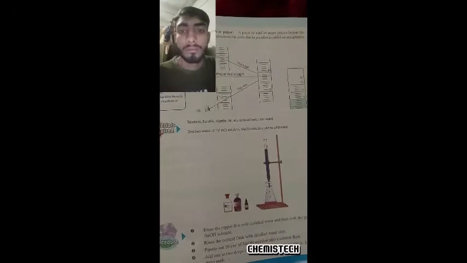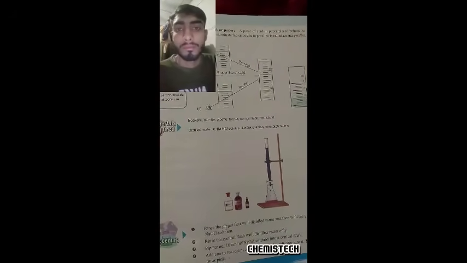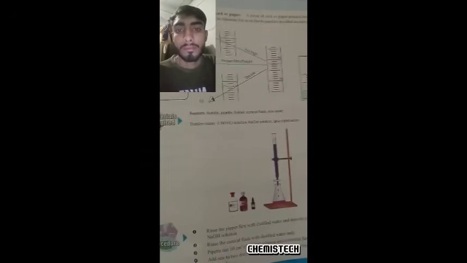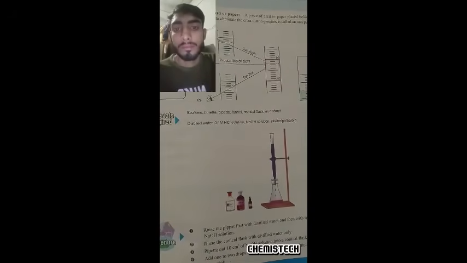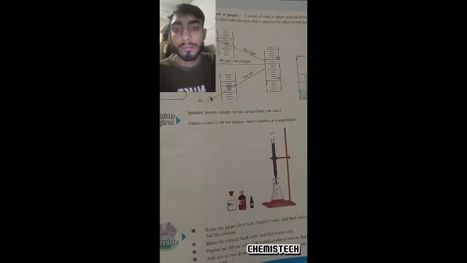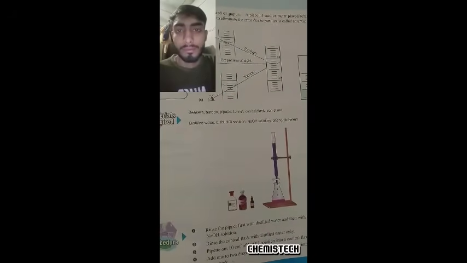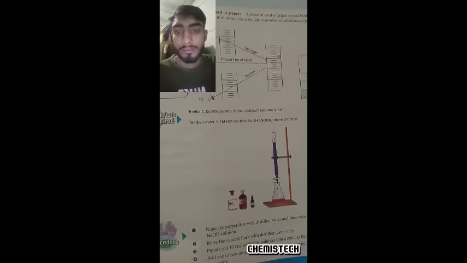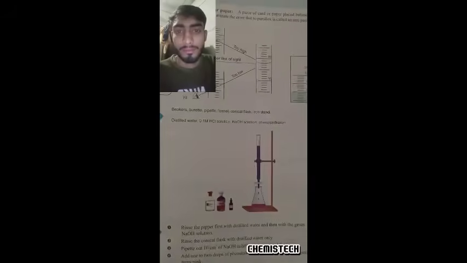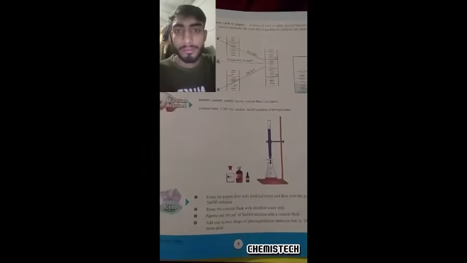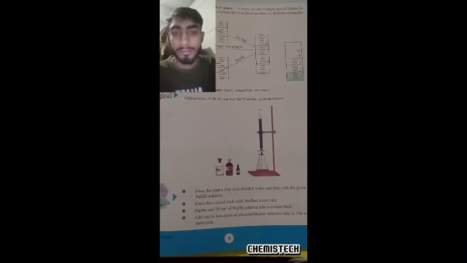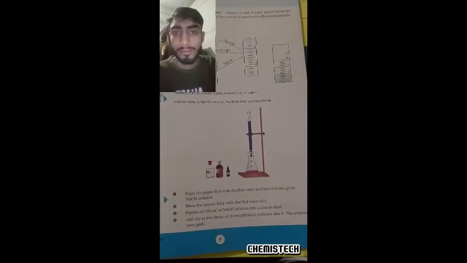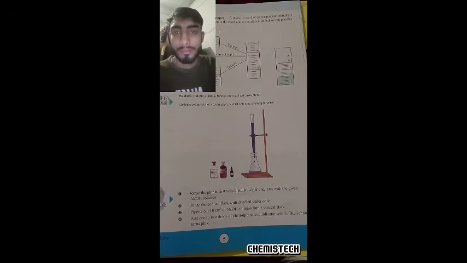Upper line of sight: too high. Lower: too low. Here, apparatus: burette, pipette, funnel, conical flask, iron stand. Distilled water, 0.1 M HCl solution, NaOH solution. Here is the diagram about filling the pipette with solution. So I hope you will understand our second topic.